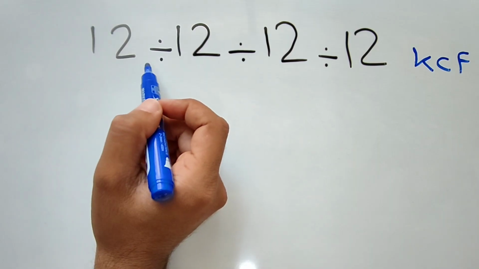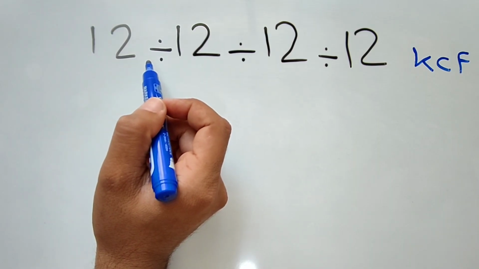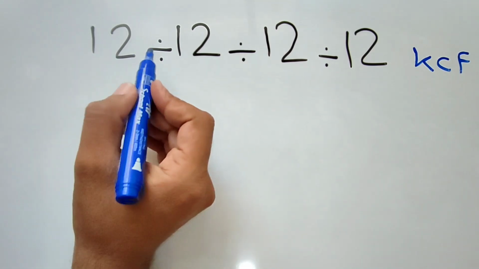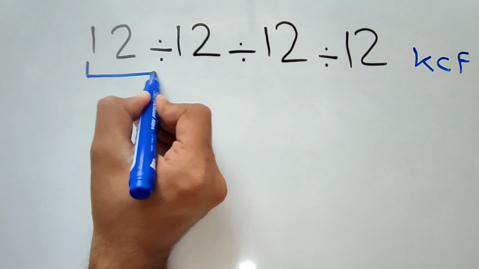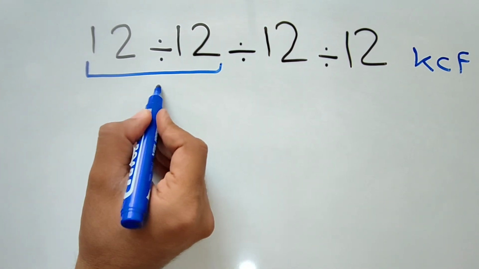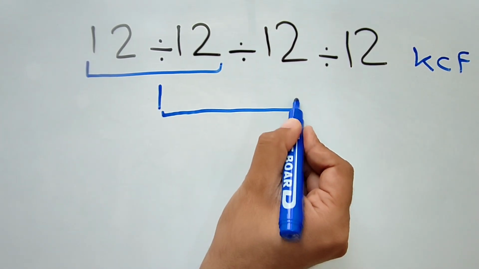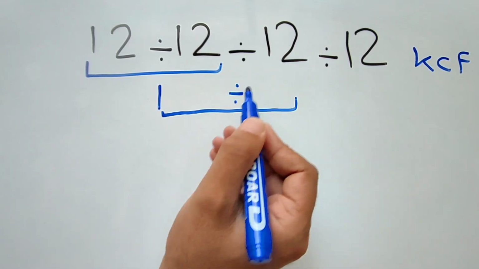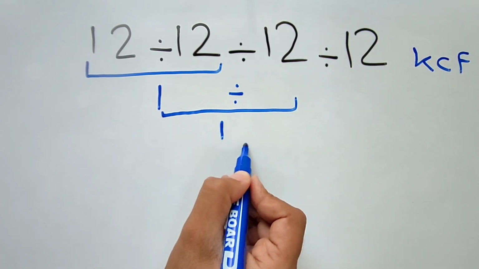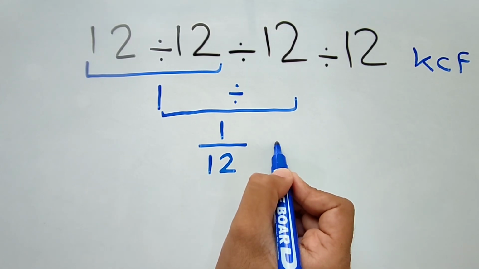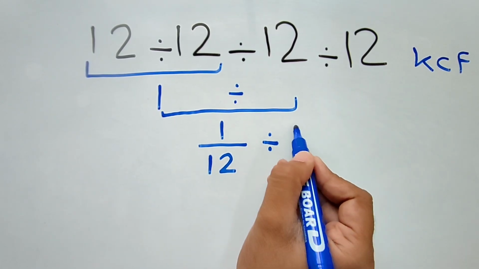Now, when we have more than one division, we have to go from left to right. Now 12 divided by 12 gives us 1. Now 1 divided by 12 is 1 over 12, and we have divided by 12.